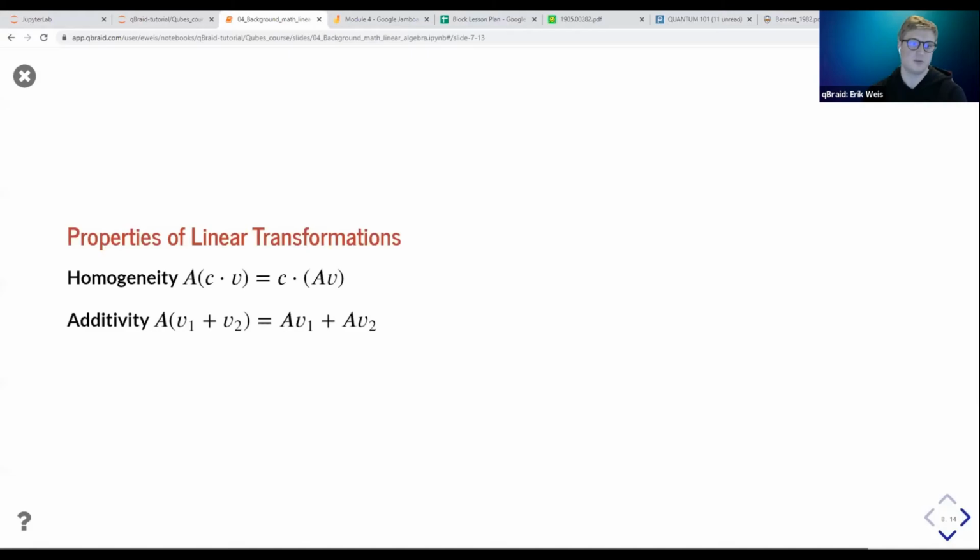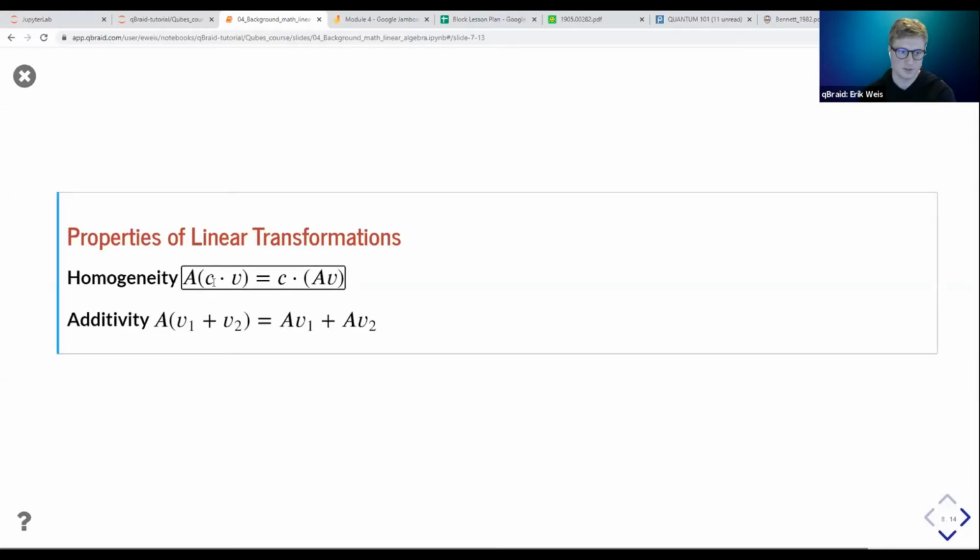One is homogeneity, and homogeneity means that if you have a vector and you first multiply it by some scalar quantity, in this case the complex number c, and then apply some matrix A, it would be the same thing as applying the matrix A directly to the vector v and then multiplying by the complex number afterwards. Does everyone see that this is true? Is this something that makes sense to everyone, or maybe we should do an example? Let's do an example. Why is the homogeneity property true?